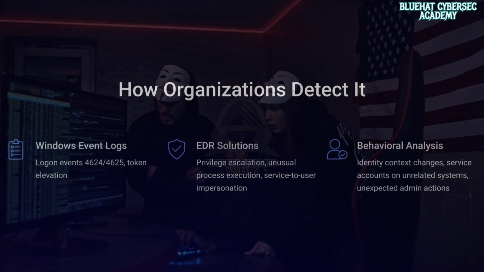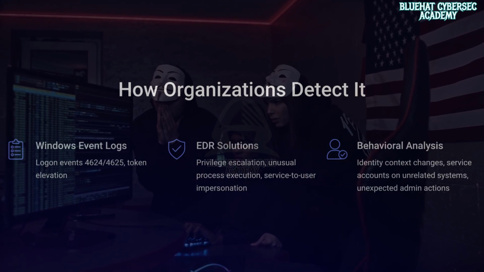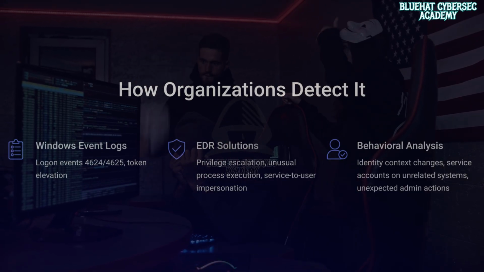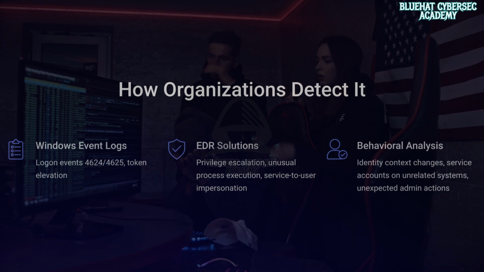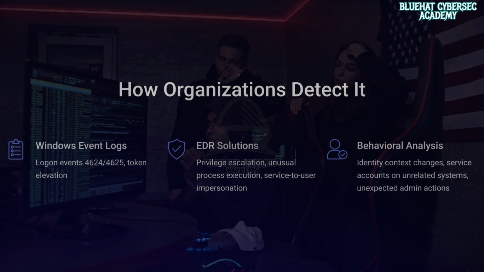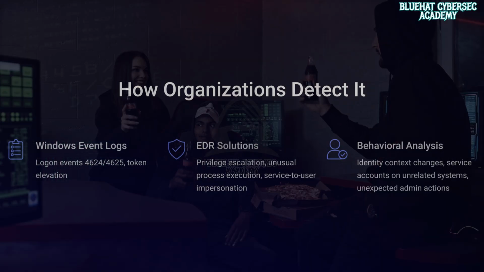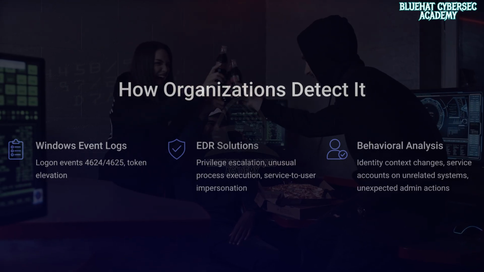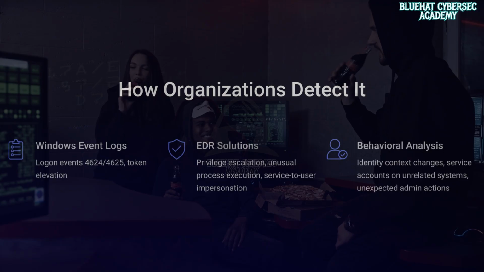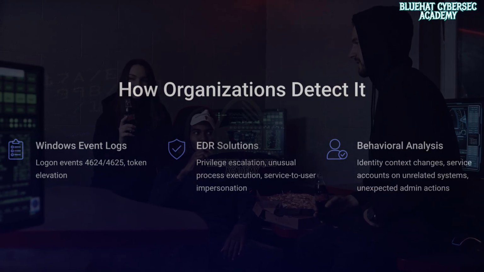From a defender's perspective, this is where visibility becomes critical. Security teams rely heavily on multiple layers of detection. Windows security event logs play a major role, especially logon events like 4624 and 4625, along with indicators of token elevation activity. On top of that, endpoint detection and response systems, or EDR solutions, continuously analyze behavior to detect privilege escalation patterns, unusual process execution under different identities, and suspicious service-to-user impersonation behavior.